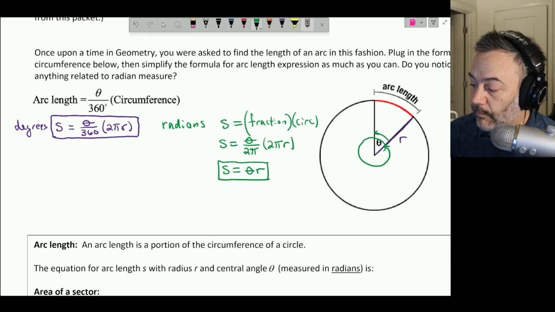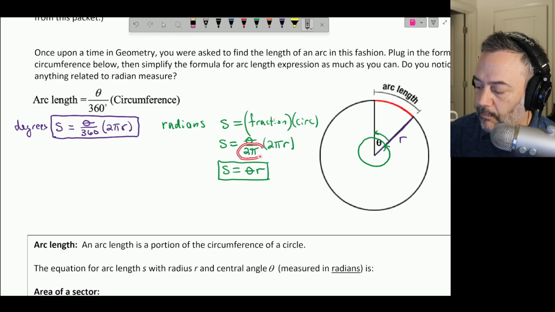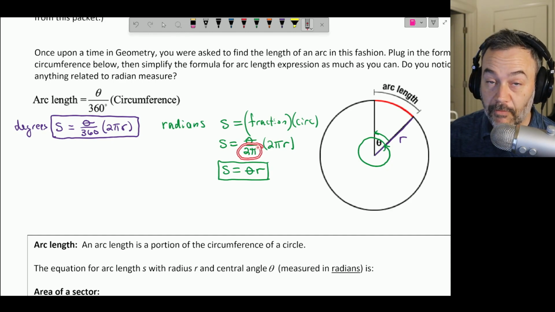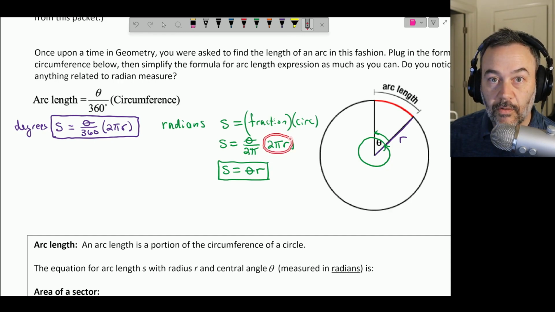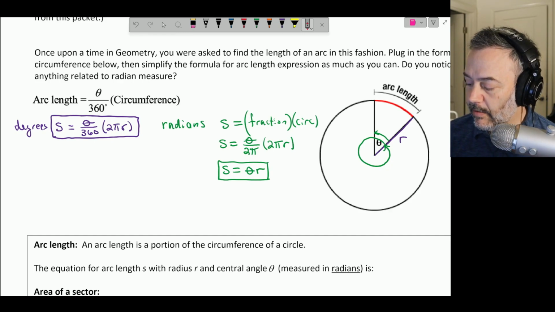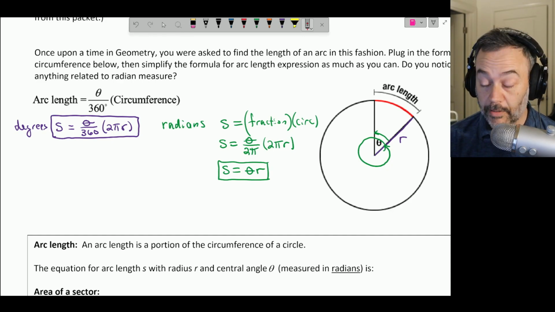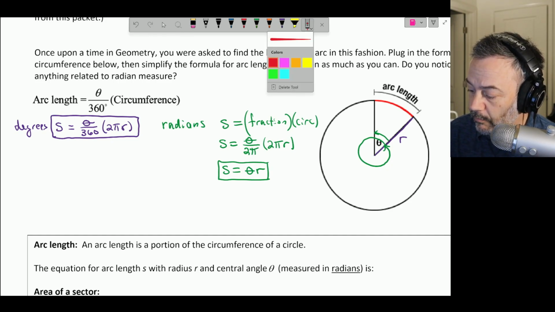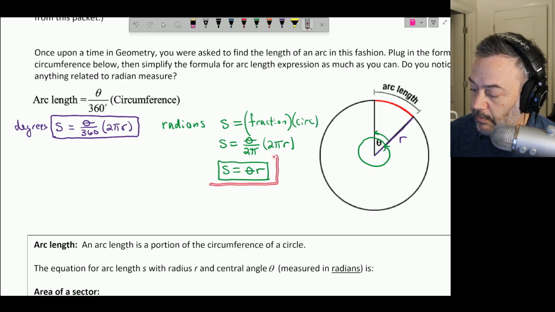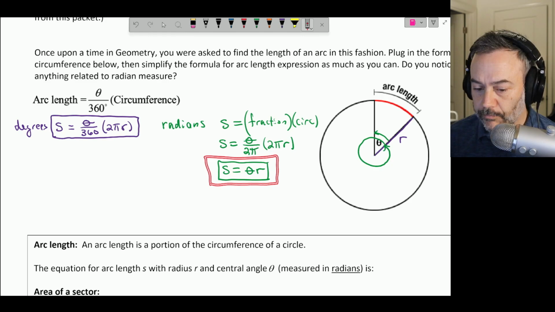Okay, so because radians are based on multiples of pi and fractions of pi, which is also the ratio we use, or the way we calculate circumference, these values cancel. We get a very natural formula for arc length. Okay, so here, if you are ever trying to find arc length when you're working with the radian system, the equation for arc length is theta r.